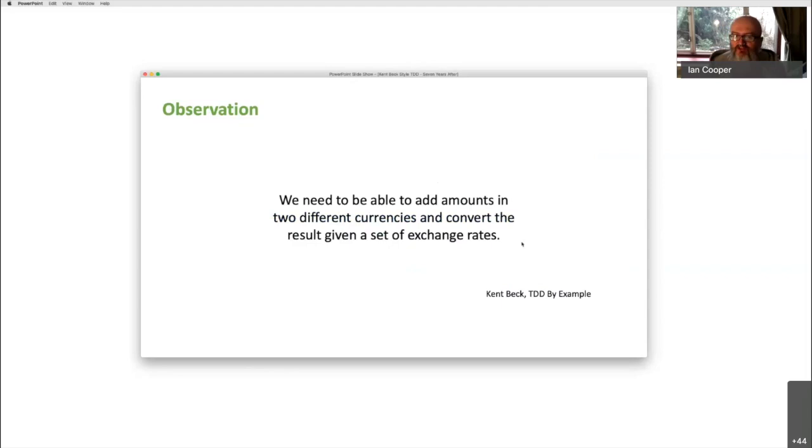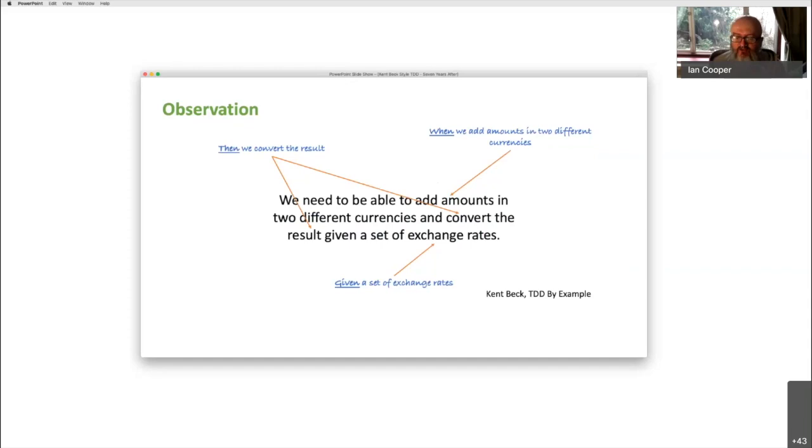I'm not testing a function. I'm not testing a particular class hierarchy that I've developed with CRC cards. I am testing a requirement. That is a TDD test. Nowadays, we tend to rewrite these as given a set of exchange rates, when we add amounts in two different currencies, then we convert the result. But this is exactly what TDD was talking about from the very, very beginning, right?